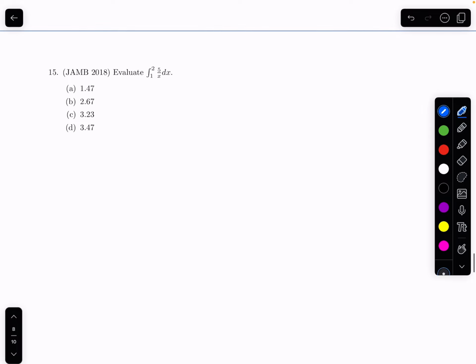Okay, problem number 15. For this one, I'm going to bring the 5 out, right? And I have 1 over x dx. Recall that the integral of 1 over x is going to be ln of the absolute value of x.